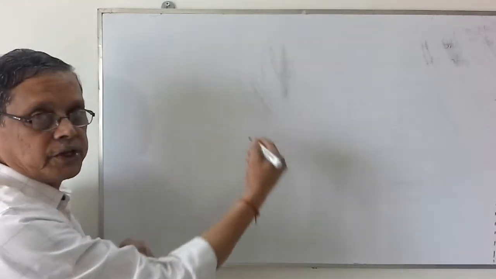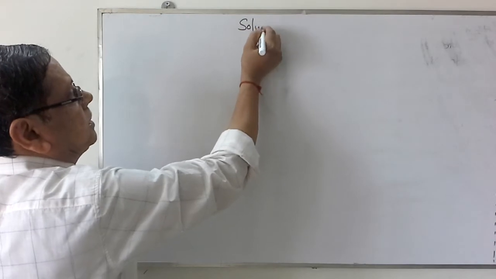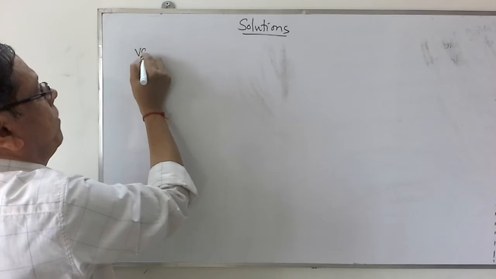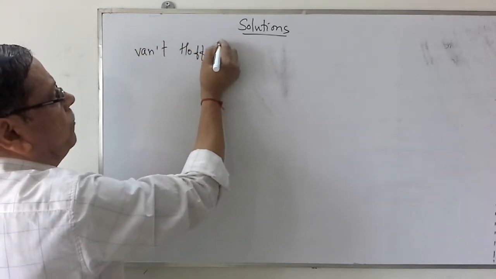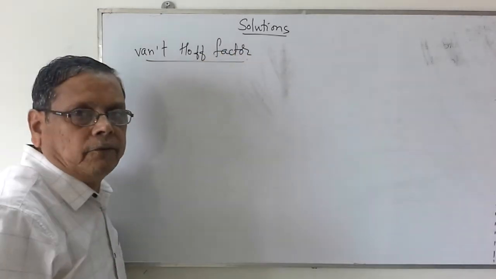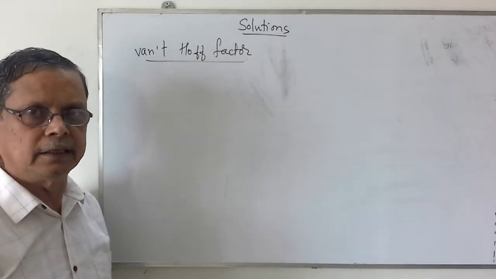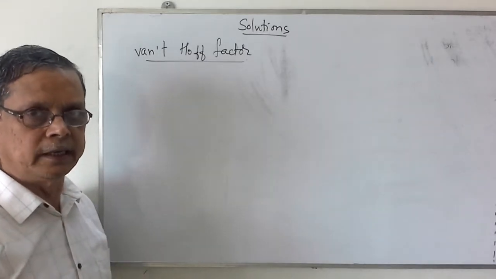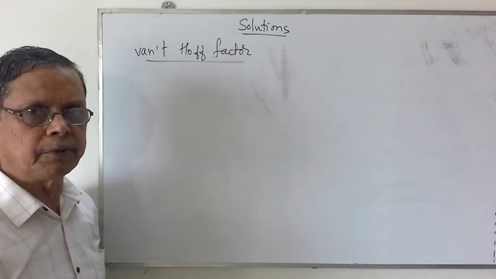The topic on solutions. In the solutions topic, we shall consider this last part, that is Van't Hoff factor. Van't Hoff factor. When we consider a solute which is non-volatile as well as a non-electrolyte, which does not undergo association or dissociation in the solvent, we consider such a solution and consider the colligative properties.